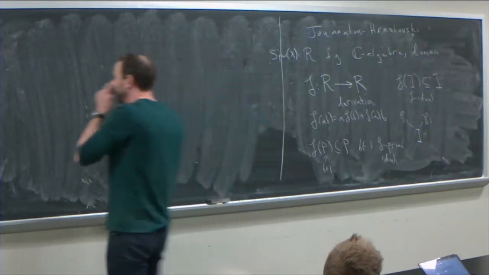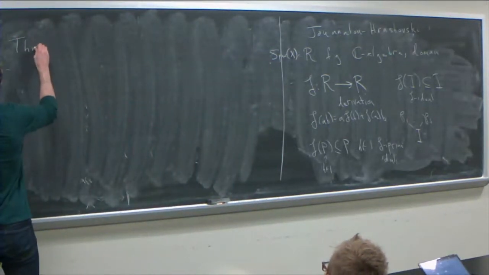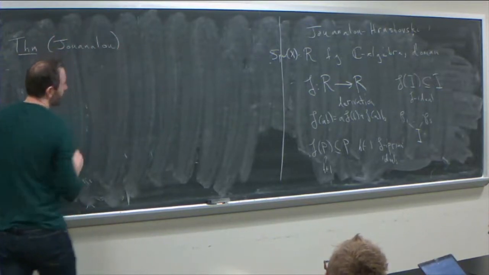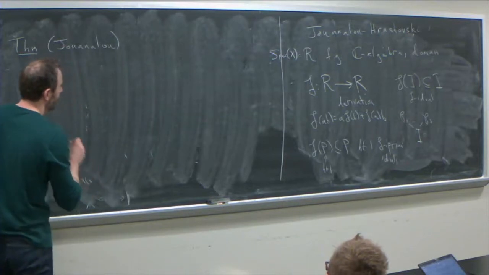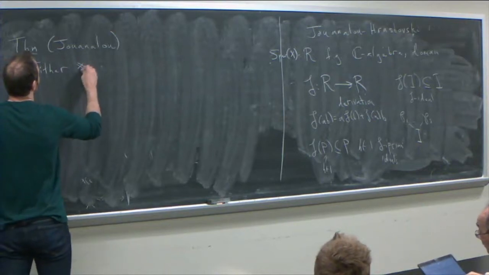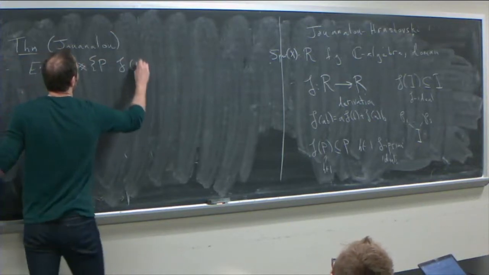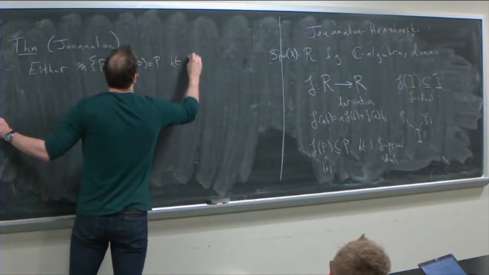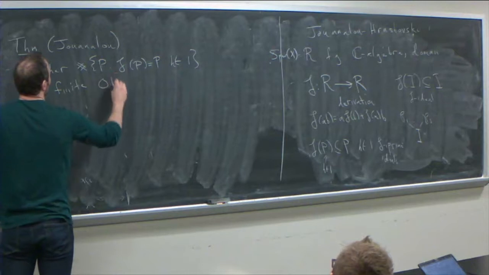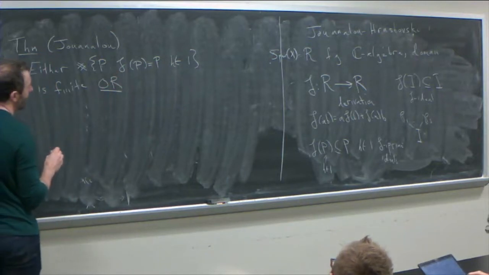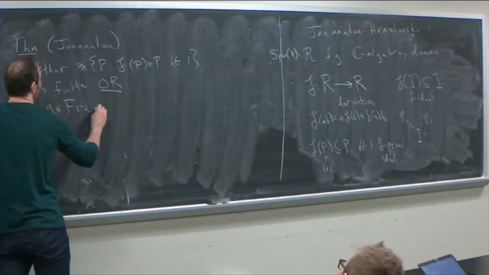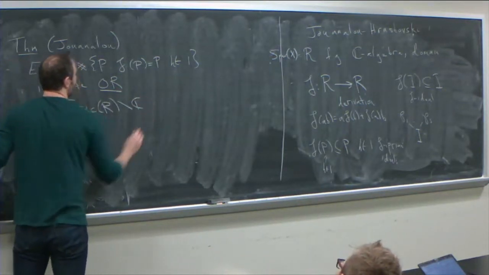So theorem, and this was generalized by Hershkovsky in a way I don't quite understand. It says either the number of primes of height 1 is finite, or there exists a G in the fraction field of R that's not constant.